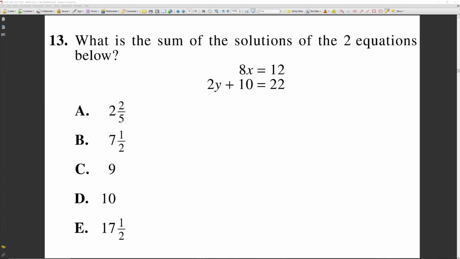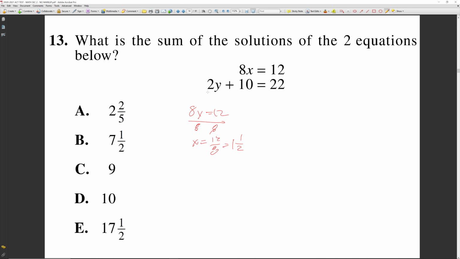Question number 13. What is the sum of the solutions of the two equations below? So we're going to find a solution for each of these equations and then add them together because that's what they tell us to do. Let's take the first one, which is 8x equals 12. Divide both sides by 8. X is equal to 12 over 8, which is really equal to 1 and 1/2.